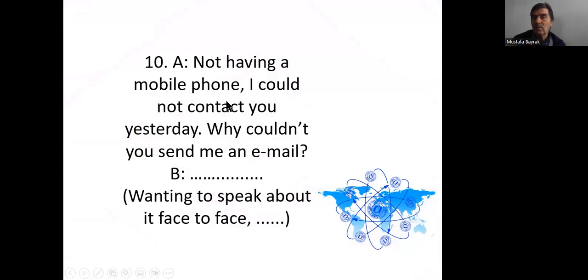10, not having a mobile phone, also possible. Not having a mobile phone yesterday, I could not contact you yesterday. Why couldn't you send me an email? Wanting to speak about it face to face, I couldn't send you, or I didn't send you an email. Okay. Or not knowing your email address. Not knowing your email address, I couldn't send you an email yesterday.